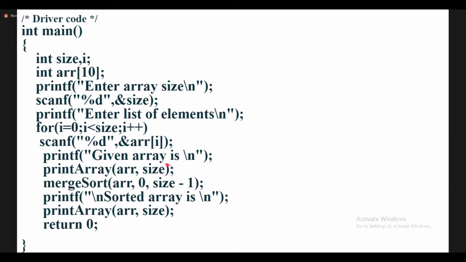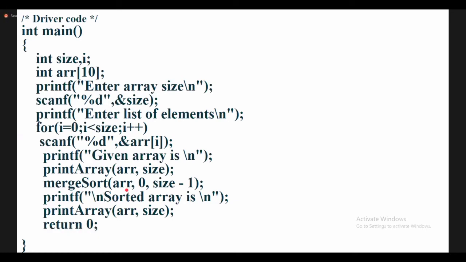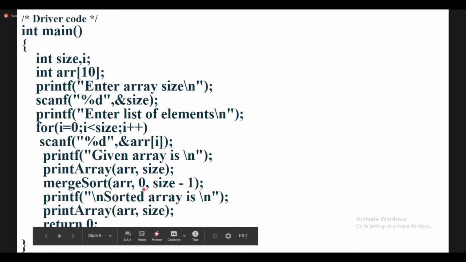This function prints the array, and then I apply the merge sort. I call the merge sort function with three parameters: the array name, the lower bound, which means lower index 0, and the right side index, size minus 1. This function sorts the list elements. After sorting, I print the sorted array again using the print array function.